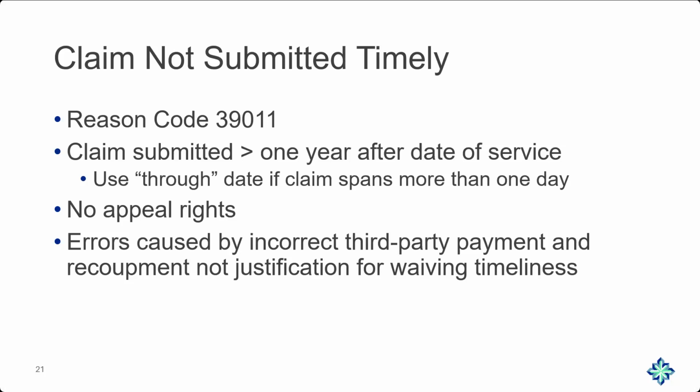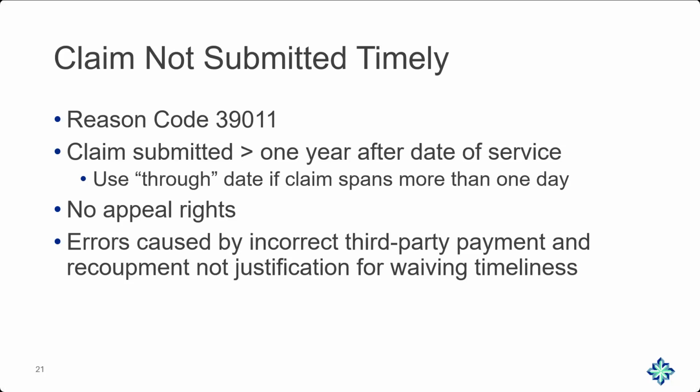If your claim's been rejected for timely filing, your remittance advice is going to contain group code CO, meaning contractual obligation. So it's provider liable. You may not bill the beneficiary for the services. And then, like I mentioned, a timely filing rejection is not appealable.